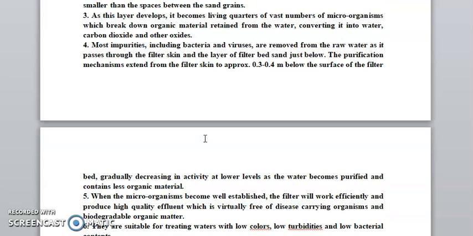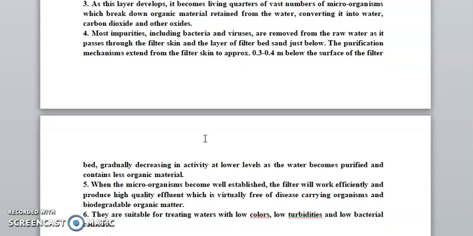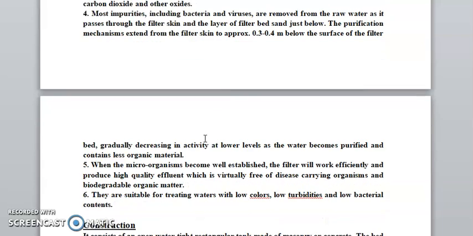When the organic layer and microorganisms become well established, the filter will work efficiently and produce a high quality effluent which is virtually free from disease-carrying organisms and biodegradable organic matter. They are suitable for treating water with very low turbidity, low color, and low bacteria content.